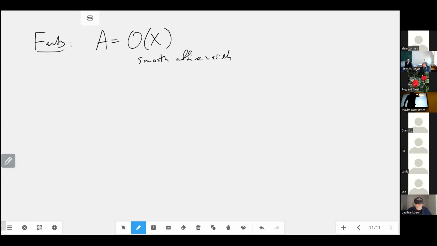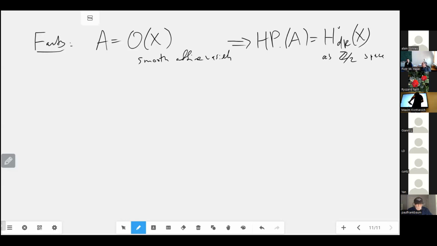So here are some nice facts. If the algebra is the algebra of functions on a smooth affine variety, then the periodic cyclic homology of the algebra is the same as the de Rham cohomology of your variety, as a graded space. So in this language we formulate for non-commutative algebras what closed differential forms are.